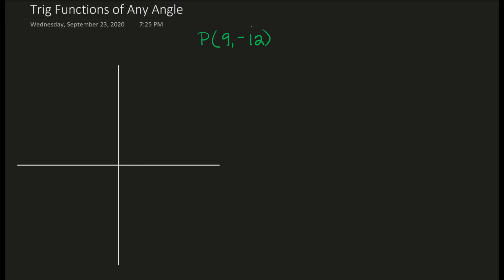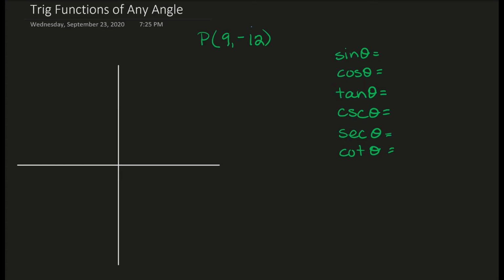Now, when I say the trig ratios, we're saying what would sine of theta look like? What would cosine of theta look like? What would tangent be? And then all my reciprocal identities. So we have cosecant, we have secant, and we have cotangent. So I want to know, if I gave you this point, 9, -12, in the coordinate plane, could you identify all 6 of your trig ratios?